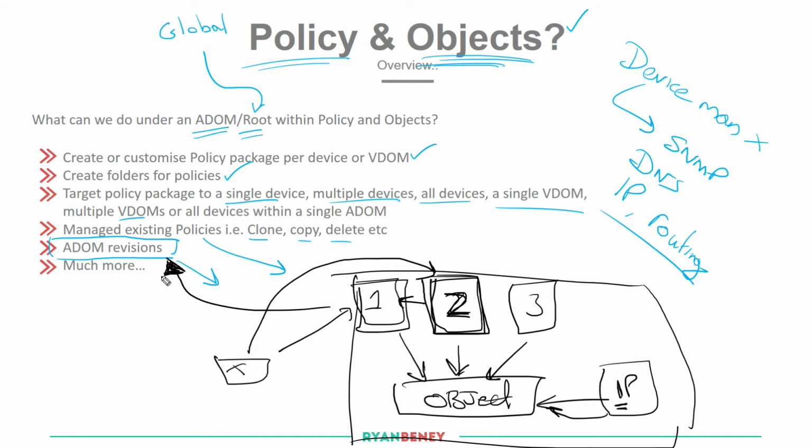So what we'll do later is we'll go into actually modifying a policy package and then upgrade it to another policy package, making changes to the object database for that new policy package, and then reverting back to an older policy package and see what effect that has and why those ADOM revisions are important. We'll get into ADOM revisions a lot more as we continue throughout the course.